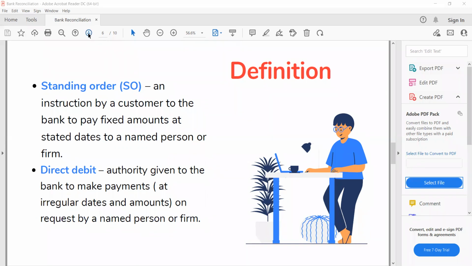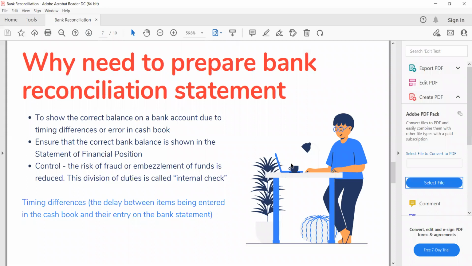Okay, next. Why do we need to prepare a bank reconciliation statement? To show the correct balance on a bank account, due to timing differences or errors in the cash book. So once we update the cash book, our bank account should show the latest amount.